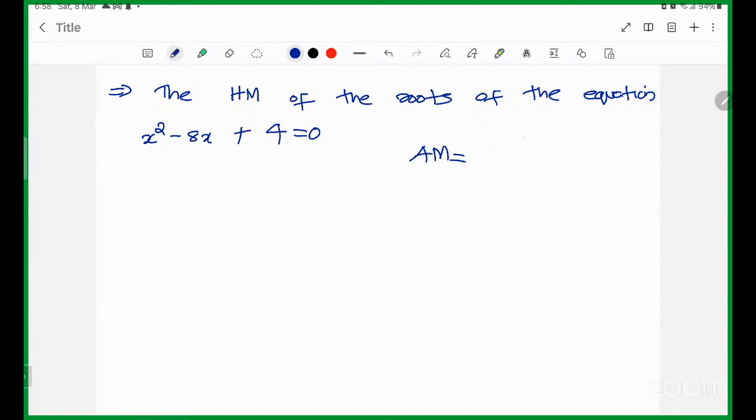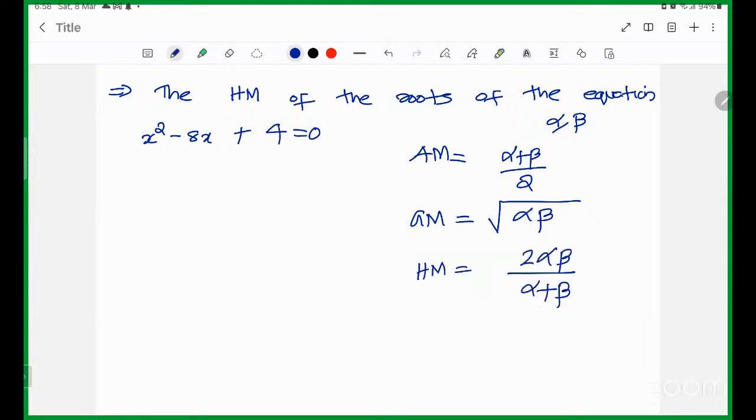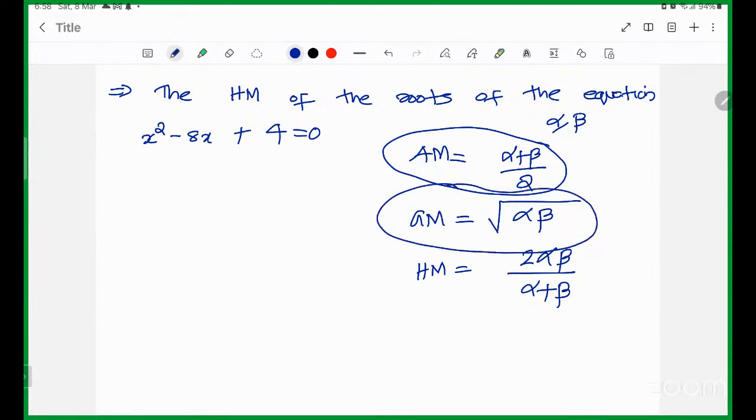If you have two numbers alpha and beta, arithmetic mean is represented as alpha plus beta by 2. Geometric mean is square root of alpha into beta, and harmonic mean is 2 into alpha beta divided by alpha plus beta.